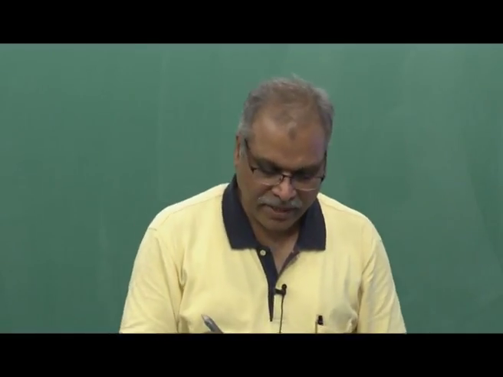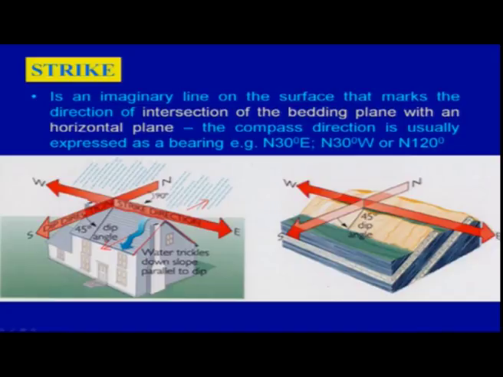So, here it has been explained. If you look carefully, you can see this is the intersection of the inclined plane and the horizontal plane. This imaginary line we consider is your strike direction, and exactly perpendicular to that is your dip direction. So this is your dip direction here.